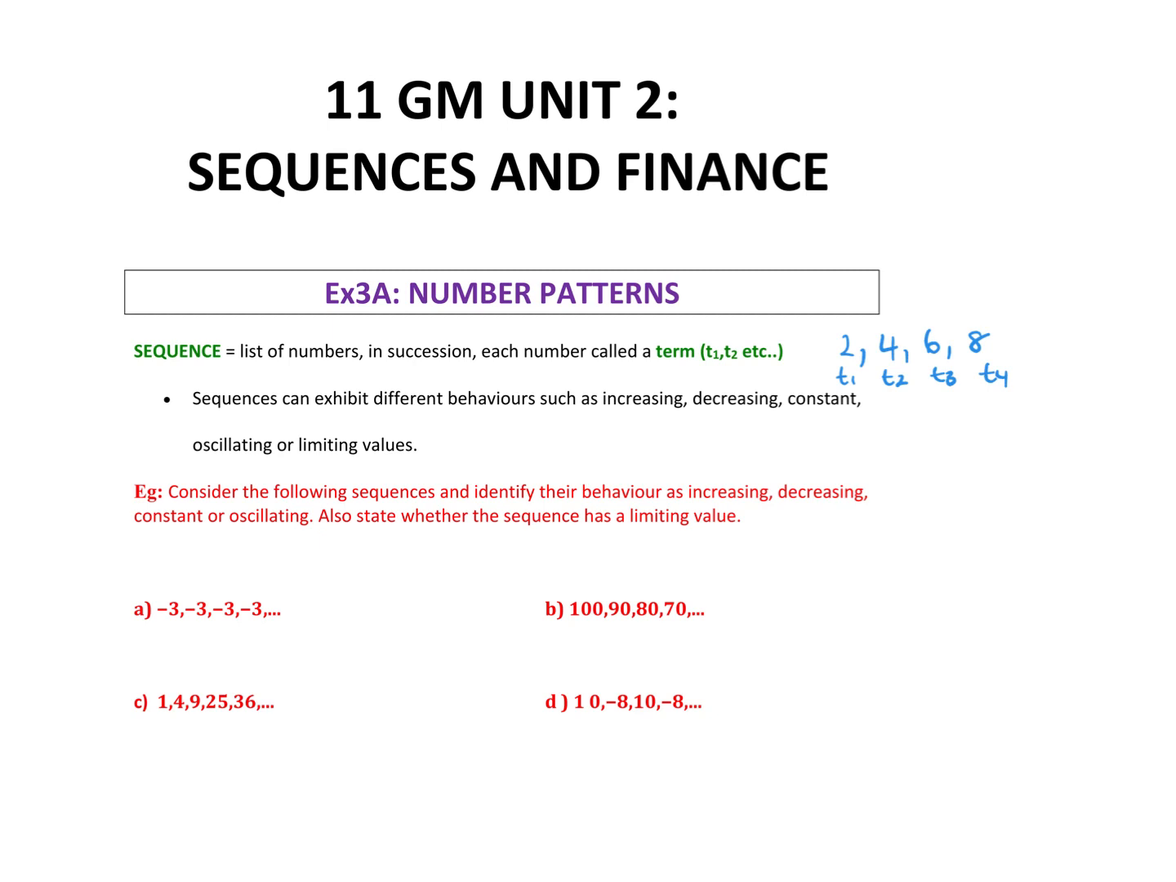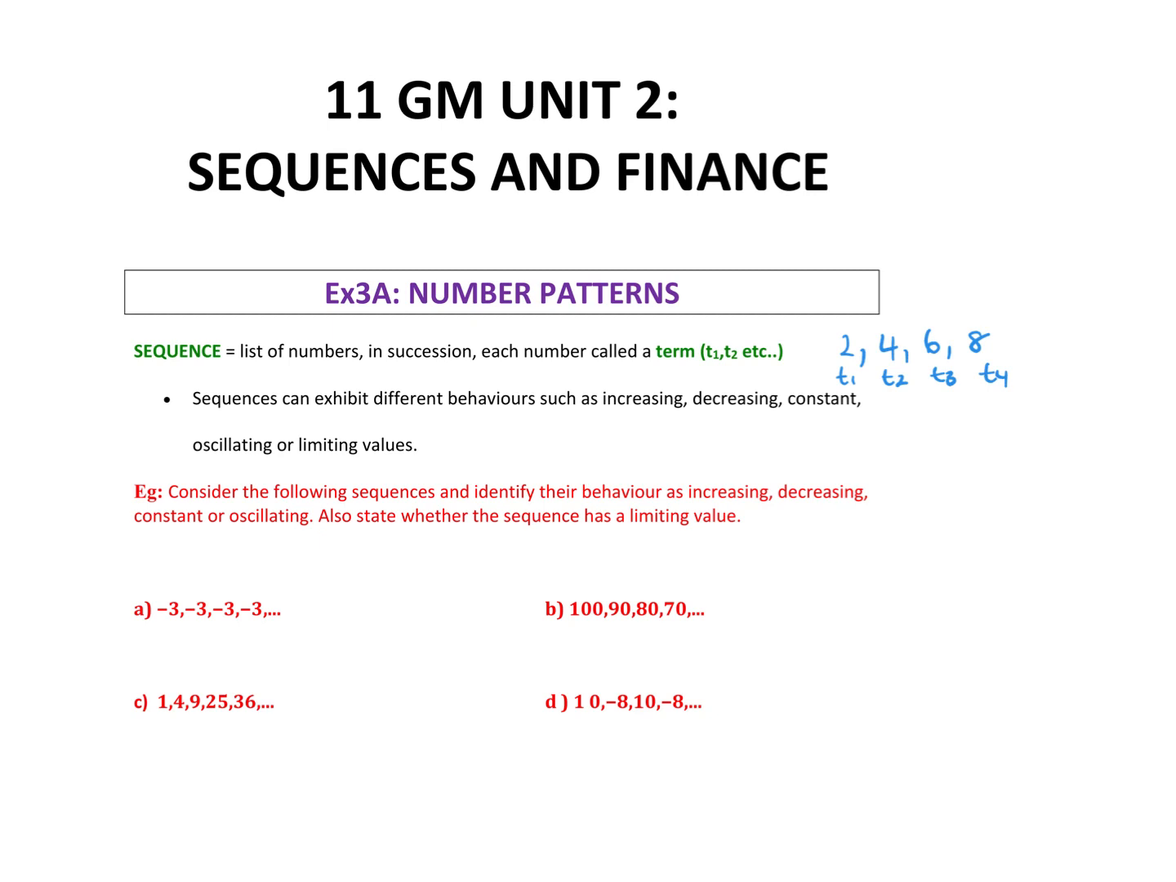So sequences can exhibit different behaviours. Your numbers could be increasing, getting larger. The one I just did there was increasing. It could be decreasing, or they could be constant. It might be the same number over and over. That's still a sequence. Or oscillating, which means it goes up, goes down, goes back up, and things like that. So consider the following sequences and identify their behaviour as increasing, decreasing, constant, or oscillating. Also state whether the sequence has a limiting value.